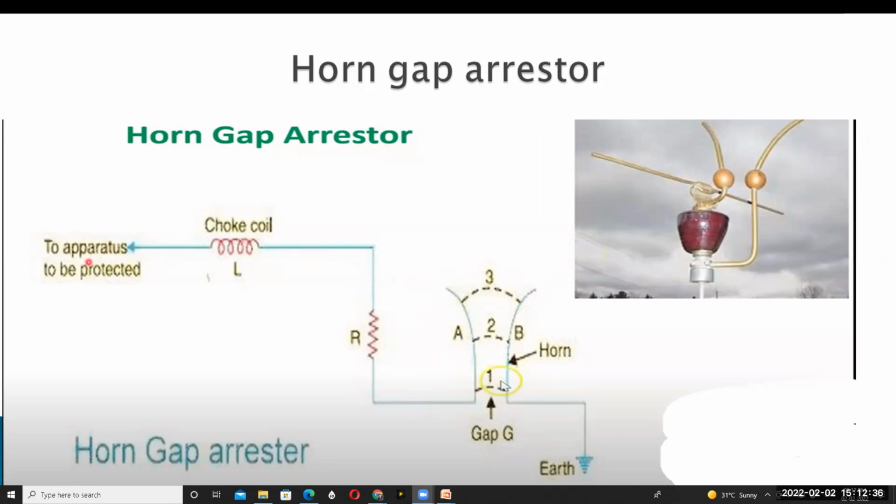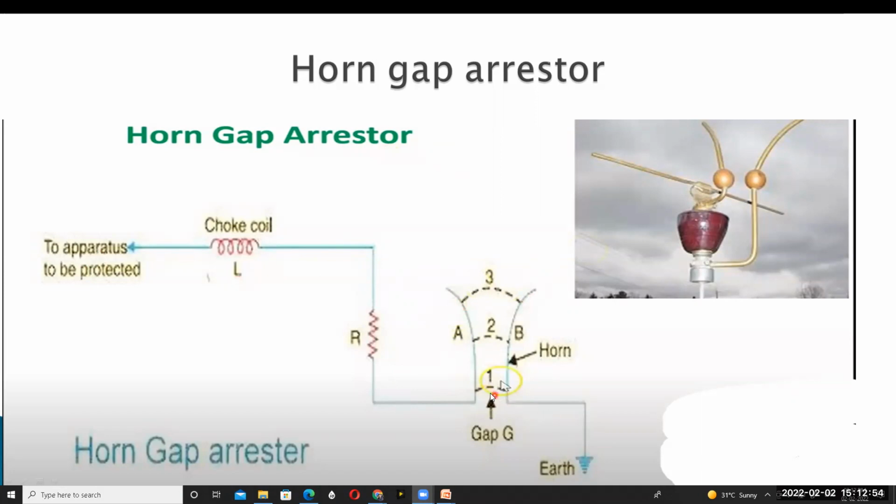For example, a transformer. If we are connecting a transformer here, one side of the transformer is connected to the arrestor, and another side is called ground. So one side of the HV Gap Arrestor is connected to the choke coil and the resistor, and the second side is connected to the ground. Construction is like this.